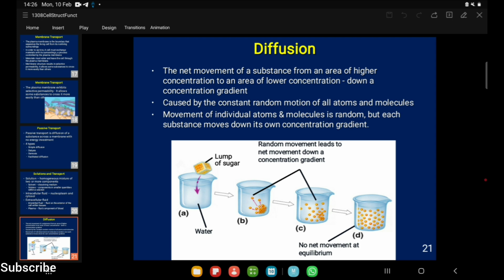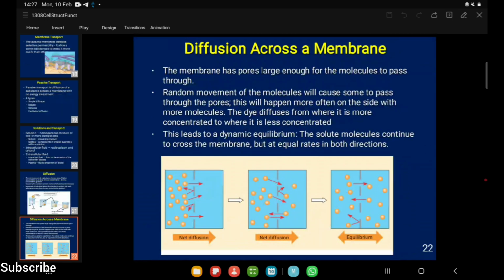Here is the lump of sugar example. A lump of sugar is added to the water. Random movements lead to net movement down a concentration gradient. Then all the sugar is dissolved in the water. No net movement is present at equilibrium.